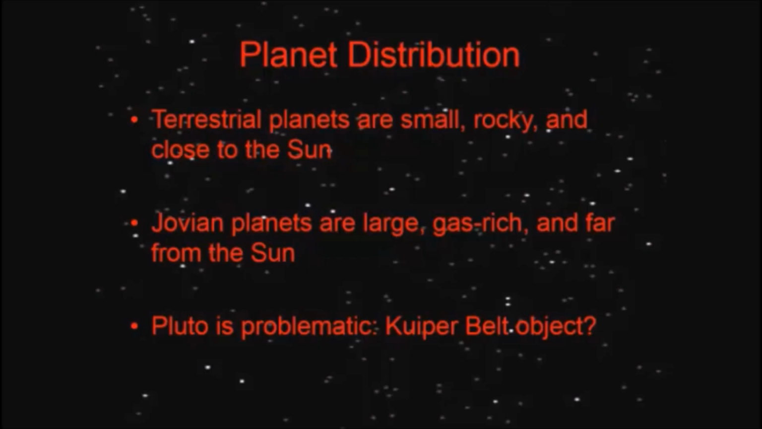We also have a distribution of planets. Now remember this part when we talk about exoplanets and planets in different solar systems, because they're a little different. But when we look at the distribution of planets, we see that the terrestrial planets, the small rocky planets, things like Mercury, Venus, Earth, and Mars, are all close to the Sun. And the Jovian or gas giant planets, those terms are interchangeable, Jovian meaning Jupiter-like. So the gas giant planets, large gas-rich things, are further from the Sun.